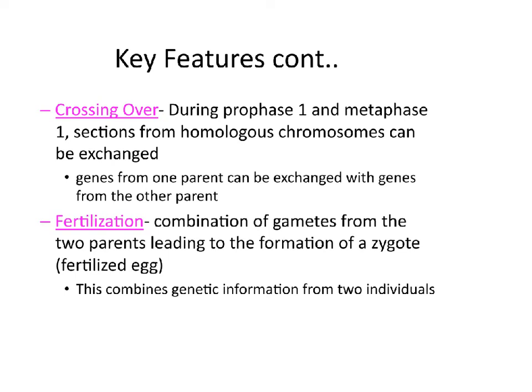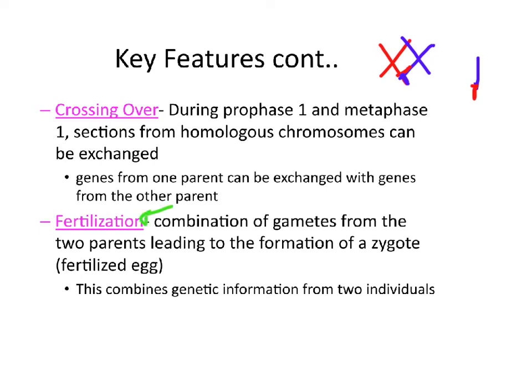Crossing over, then, we looked at, this is when you trade pieces of the chromosomes so that you end up with a unique little genetic region at the end that wasn't present on that chromosome type prior to prophase 1 or metaphase 1. And so in the end, when the chromatids rip apart, you can have a mom chromatid with a little piece of dad gene at the end.